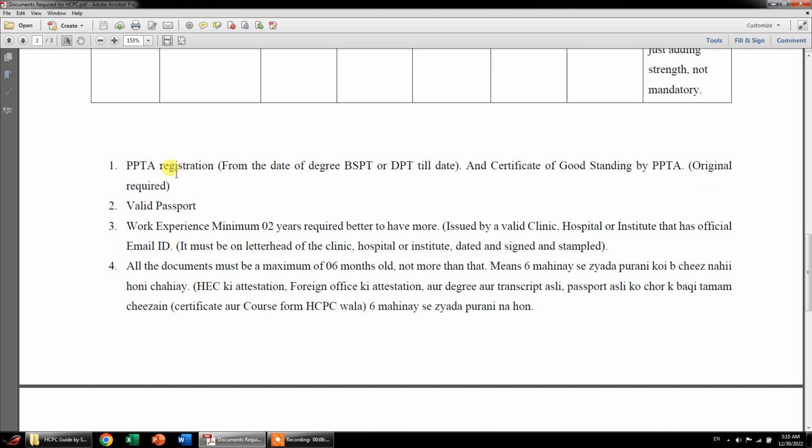You must have a PEPTA registration that should start from the date of your entry level degree, which can be BSPT or DPT, from the date that you finish your degree till date. That means it must be valid and extended to a certain period of time. Let's say today is the 30th of December 2022, so we can expect somebody to have PEPTA registration for about 2023, 2024, and it will help you. Also the certificate of good standing that is provided by the PEPTA.